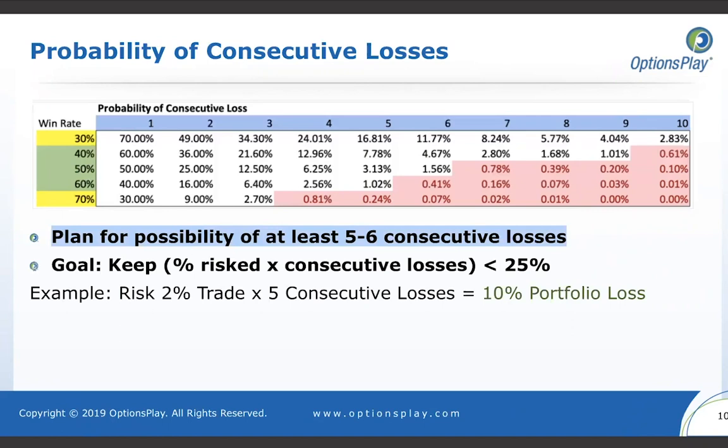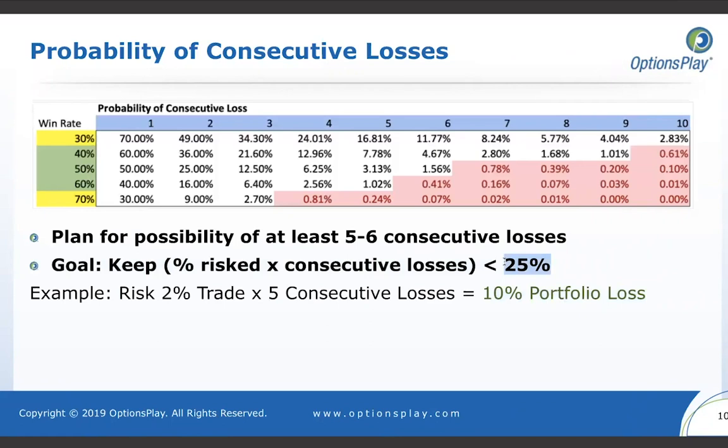So for example, if your goal is to keep the number of trades that you lose multiplied by the percentage risked per trade to be less than 25%. Because like we said before, if you lose more than 25% of your portfolio, it becomes increasingly more difficult to get back to break even and to survive and be profitable in your trading. And that's the goal here, right? To be profitable in our trading. So if you're risking 2% of your account per trade and we're tolerating 5 consecutive losses in a row, that equates to 10% of your portfolio loss, which is far less than the 25% that we want to stay within.